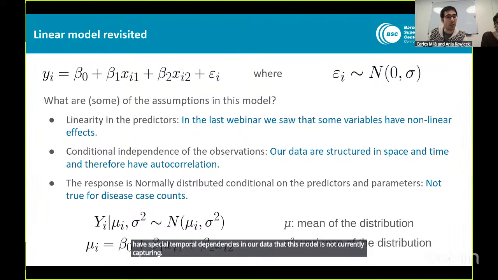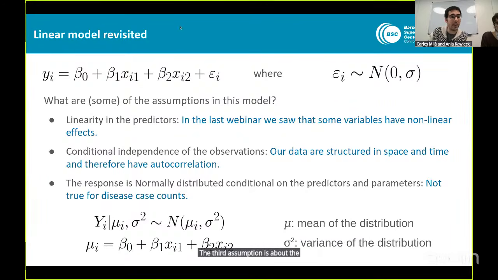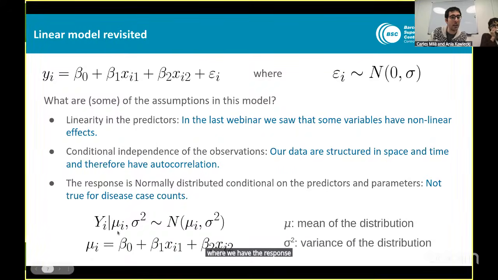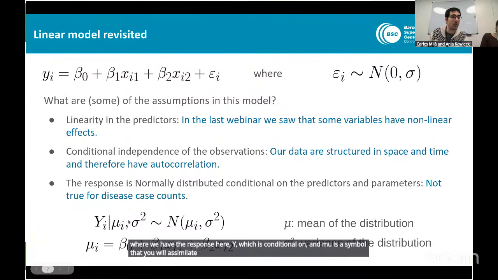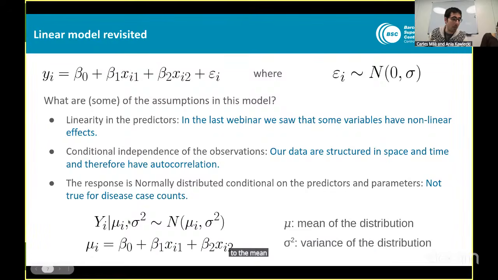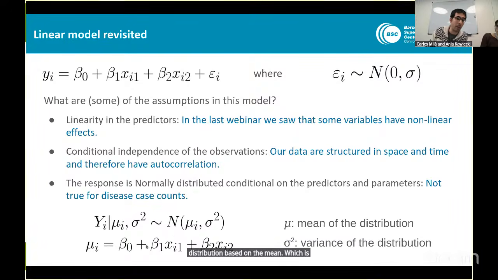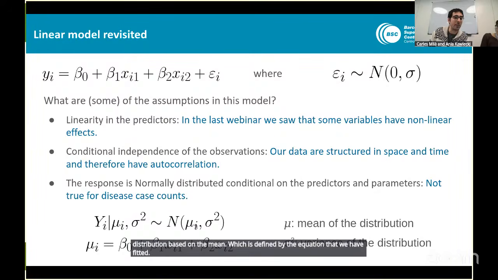The third assumption is about the distribution. When we're fitting this model, we are actually making assumptions on the distributions. So this model translates into these two equations, where we have the response, here y, which is conditional on mu, and mu is a symbol that you will see throughout this presentation. It simply refers to the mean of the cases. And then sigma squared, which is the variance in a normal distribution. So we assume that the cases are conditionally distributed as a normal distribution based on the mean, which is defined by the equation that we have fitted, and then a sigma squared.